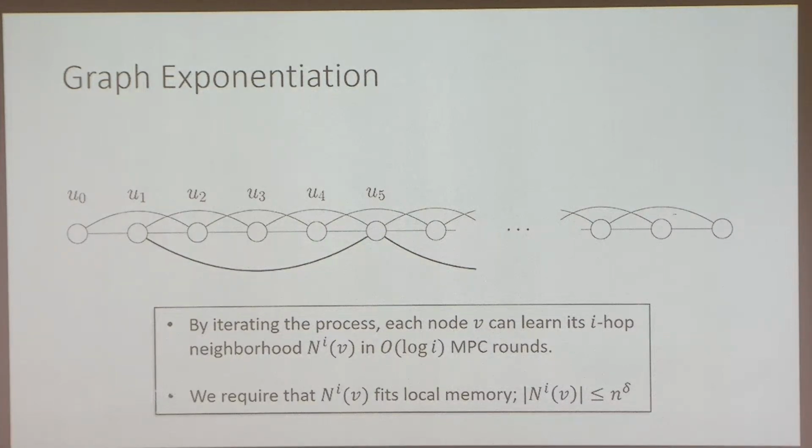But there's a catch, because I mentioned that the local space is this S thing, and if S is n to the something smaller than 1, you need to ensure that the local neighborhood isn't larger than that. So as long as the local neighborhoods are small, this works out of the box. Does it make sense?